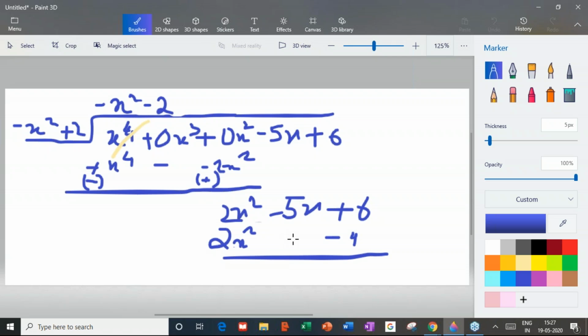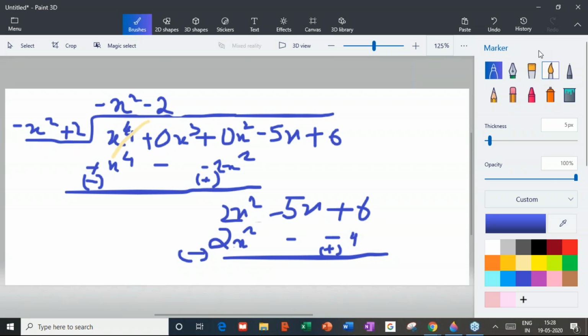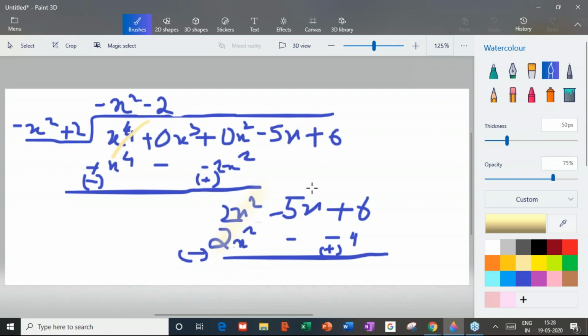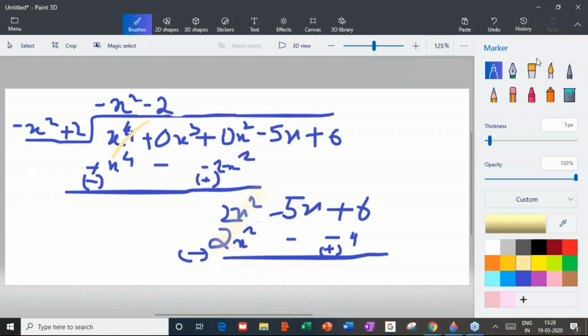There's no x term. So when you perform the sign change, this will be minus, and this will be plus. This and this get cancelled. This term gets cancelled. This term gets cancelled, and what you're left with is minus 5x plus 10, which is the remainder. Okay, I hope now it is clear to most of you.